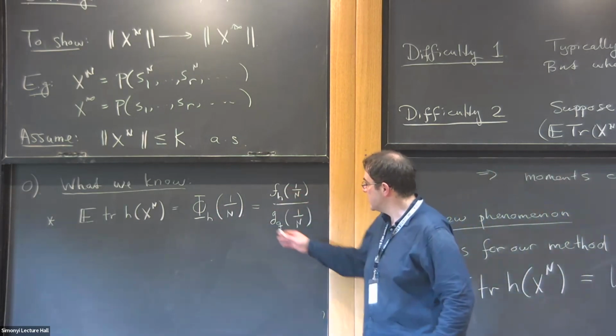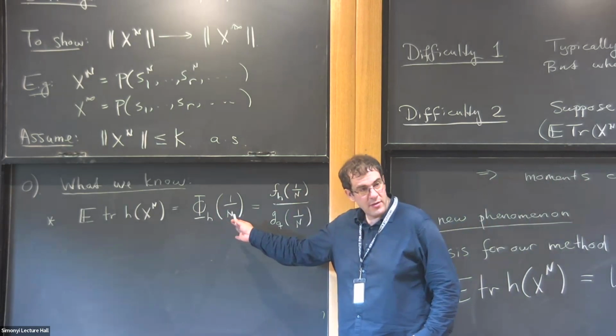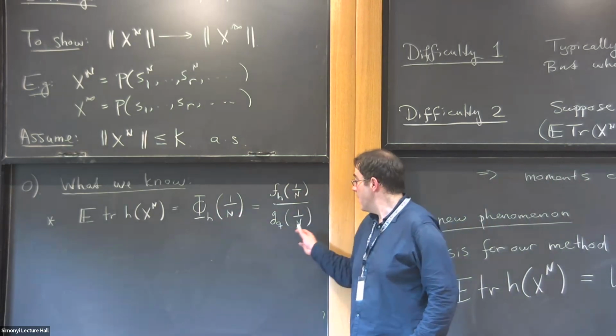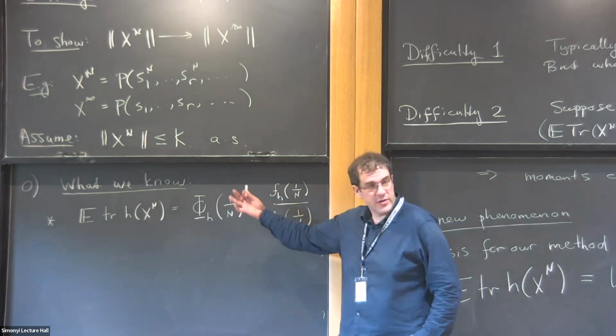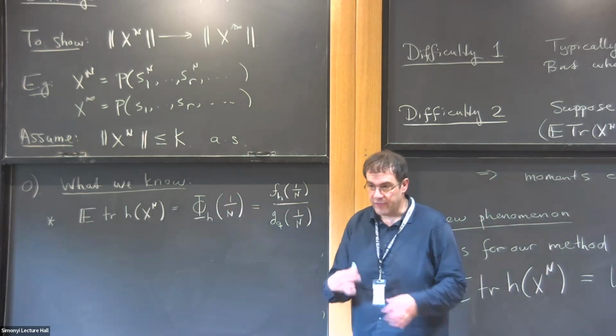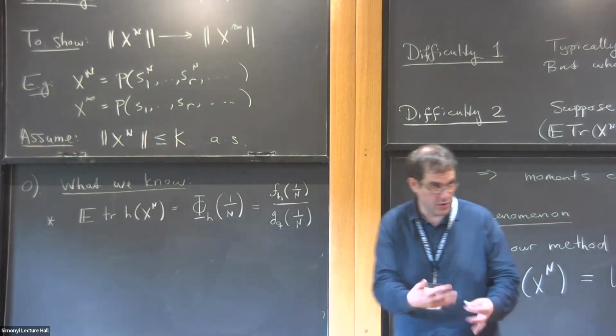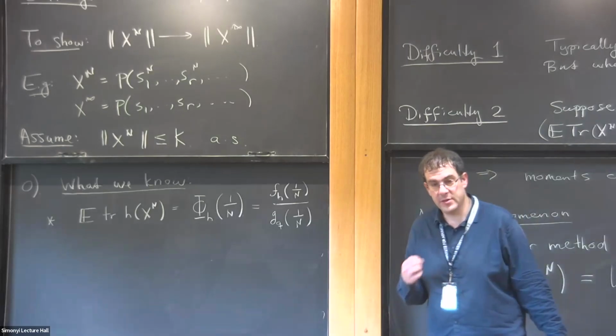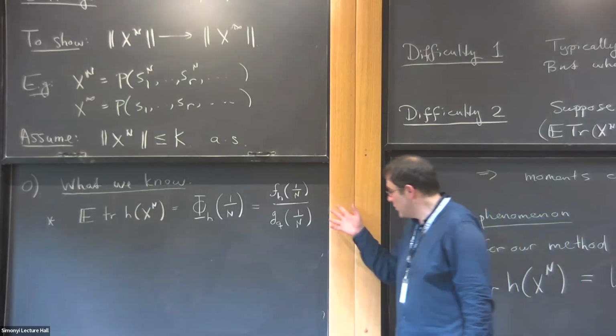So for Gaussian models, these are typically called genus expansions. These are polynomials. For non-Gaussian models, the rationality of these functions comes from Weingarten calculus. It comes from representation theory. And so it's a fact that we have.